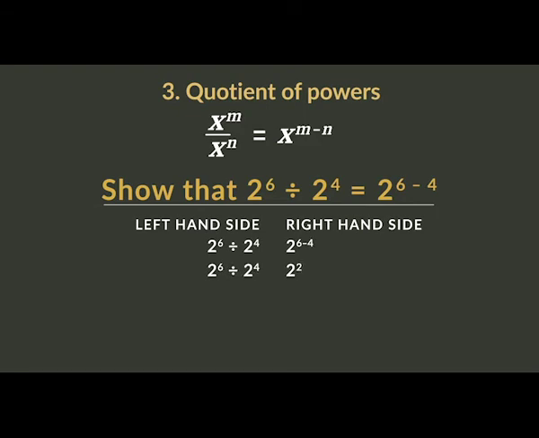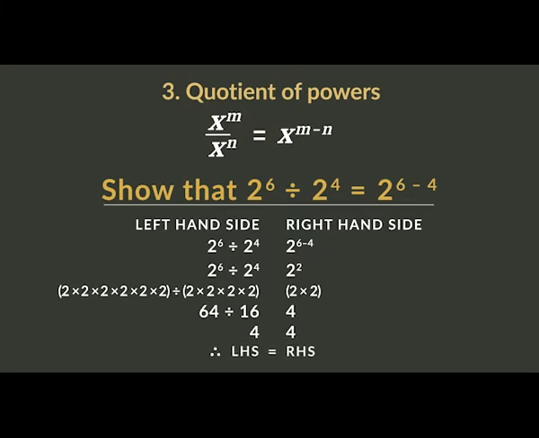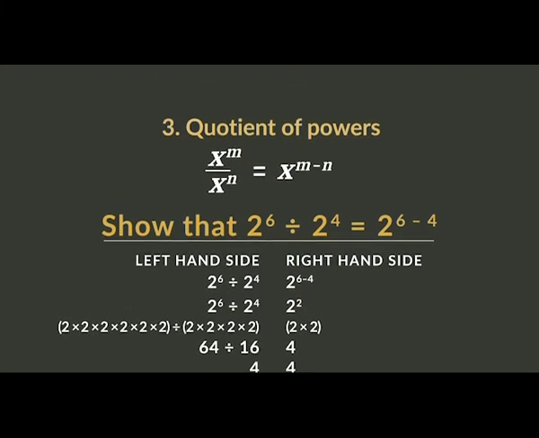In full, that would be 2 times 2 times 2 times 2 times 2 times 2 divided by 2 times 2 times 2 times 2 equals 2 times 2. This gives us 64 divided by 16, which equals 4. And on the right-hand side, we have 2 times 2, which also equals 4, and 4 equals 4, and we've shown that this law works.